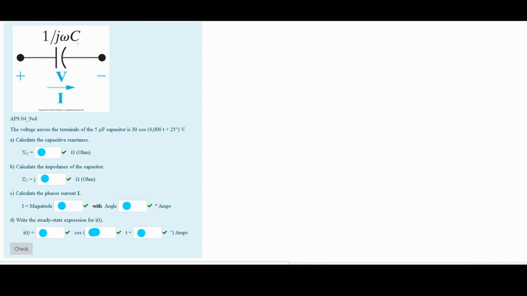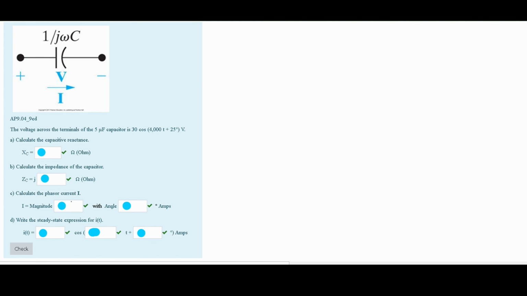In this problem, we are given the circuit diagram here. We are told the voltage across the terminals of the 5 microfarad capacitor is 30 cosine(4,000t + 25°) volts, where omega is 4,000. We need to calculate the reactance and impedance of the capacitor, and then calculate the phasor current I, and write the steady state expression for I once we have found it.